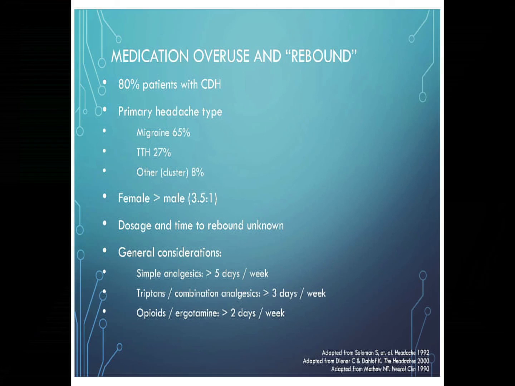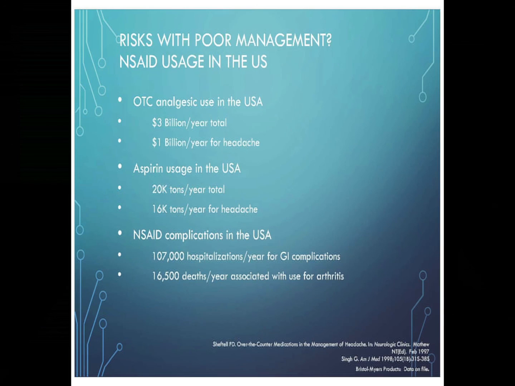There are very formal ones that are available through the International Classification for Headache Disorders, with strict numbers for these. But I think when we're taking care of patients, it is the trend that's important. Simple analgesics more than 3 to 5 days a week, the triptans more than 3, ergots and opioids more than 2. Again, most patients will be using a combination of these things when they see us. And what are the implications of this?